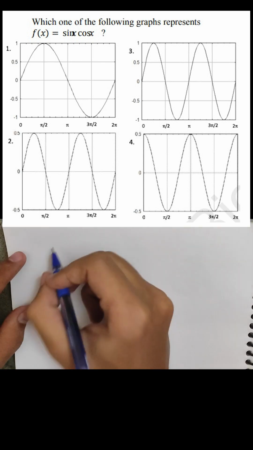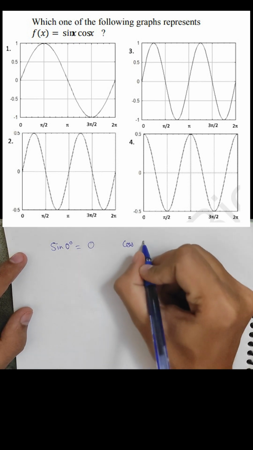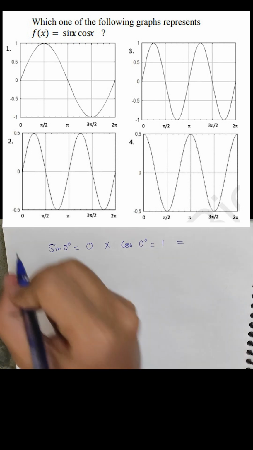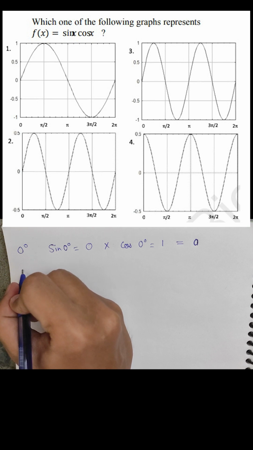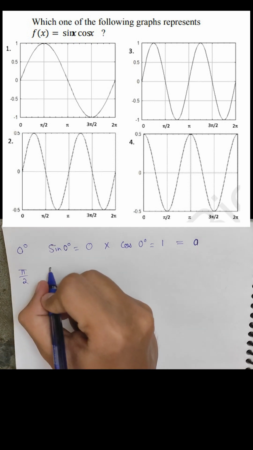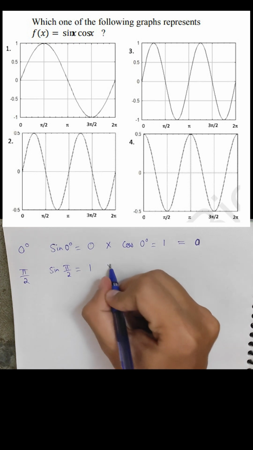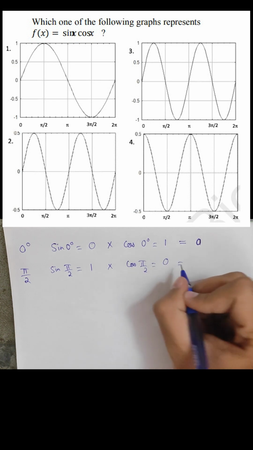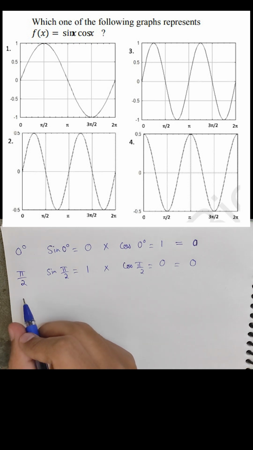As you already saw in the table, sine 0 degree is equal to 0 and cos 0 degree is equal to 1. So if we multiply them, for 0 degree it will result in 0. And for, let's say, pi by 2, sine pi by 2 is equal to 1 into cos pi by 2, which is equal to 0. So it will again remain 0. So both at 0 degree and pi by 2, it should remain at 0.